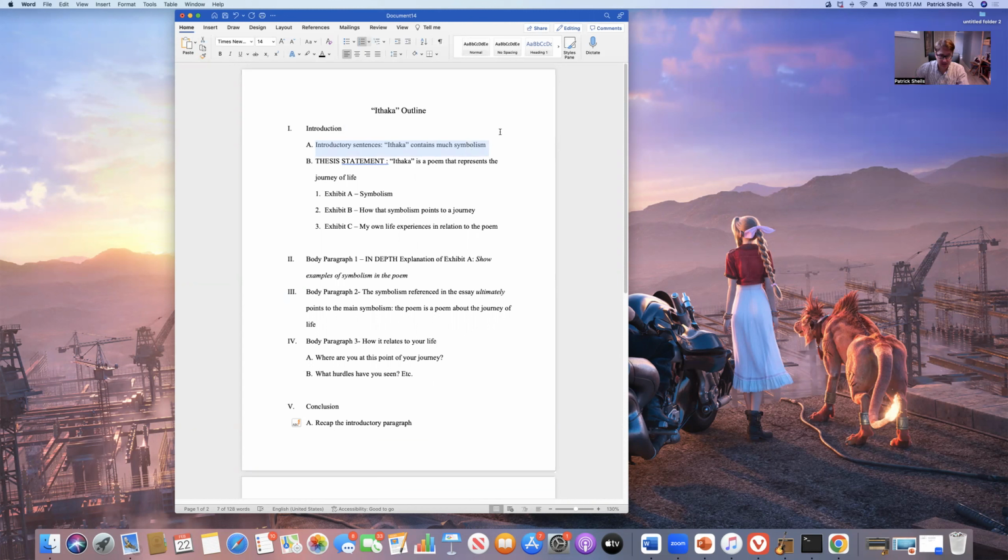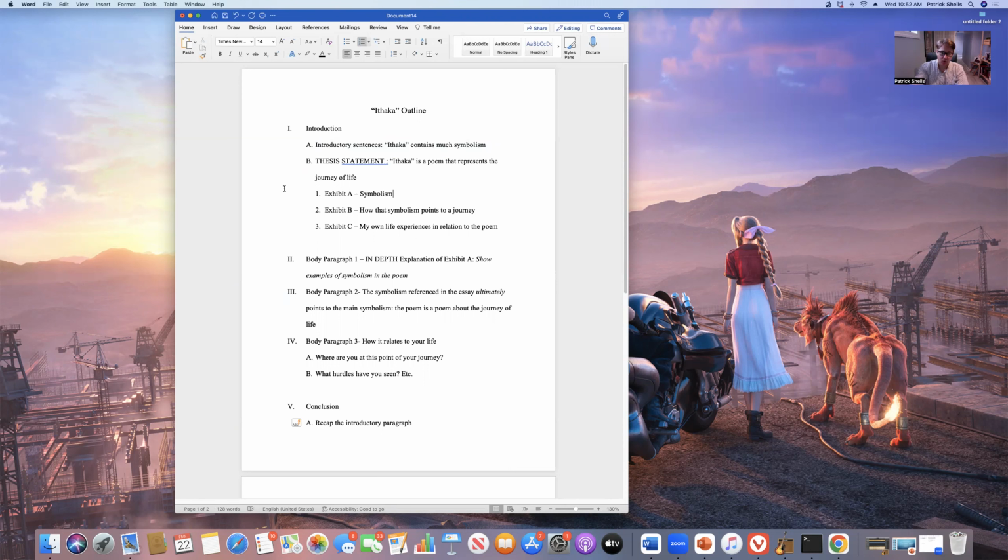In this hypothetical paper, the introductory sentence is: Ithaca contains much symbolism. Then we have our all-important thesis statement: Ithaca is a poem that represents the journey of life. This is the main idea that you're going to be arguing and supporting for the rest of the essay. And then underneath that, indented, the numbers 1, 2, 3, we have Exhibit A, symbolism. That's going to be one of your body paragraphs, speaking about symbolism specifically.